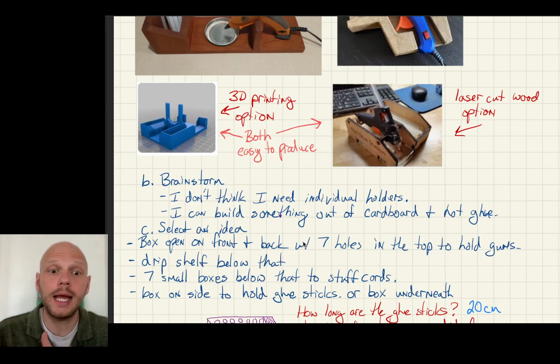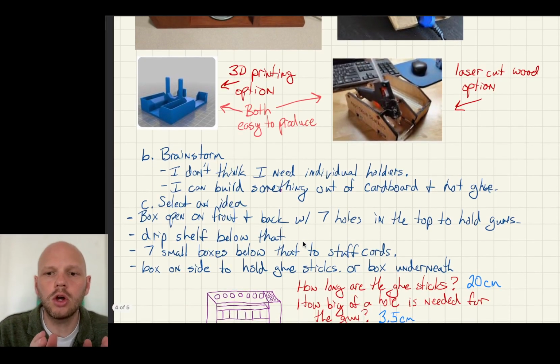And then maybe on the side or maybe underneath, I could have a box for the hot glue sticks. If it's underneath and it's a shelf, then I have to make a lip and you have to get them out. So it might be easier to just have a vertical place to set the glue sticks on the right-hand side, for example. So maybe on this side. So how long are the glue sticks?